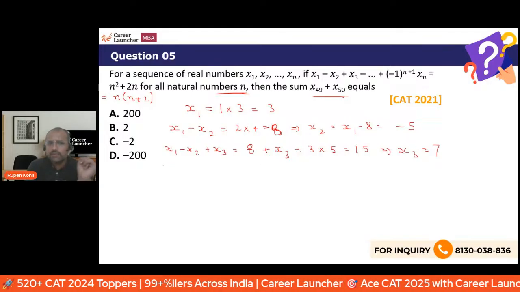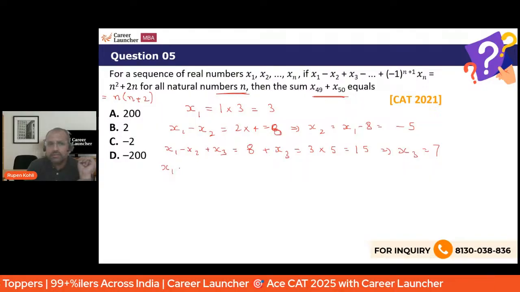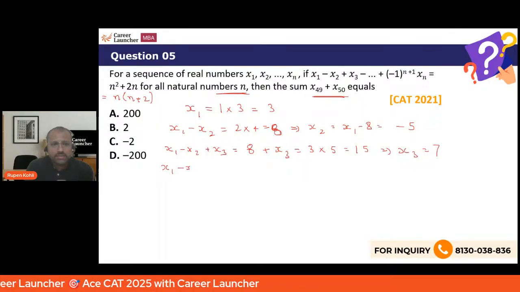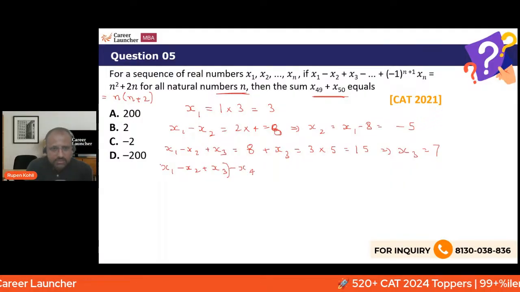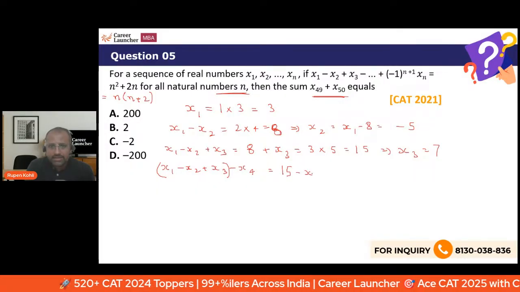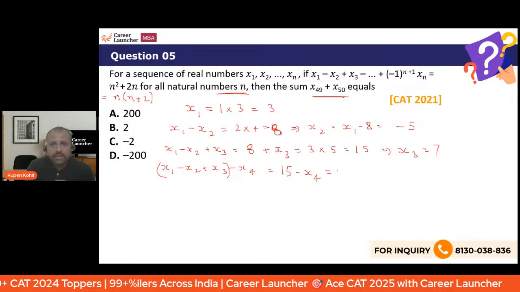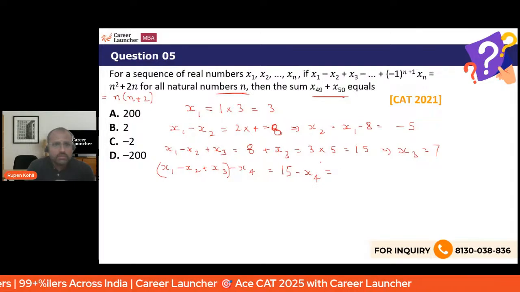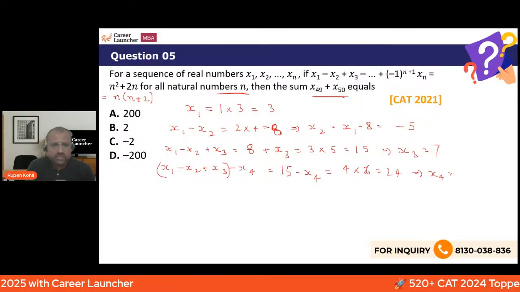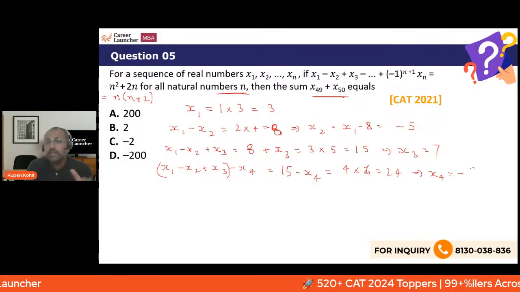Let's confirm the pattern with one more recurrence. So x1 minus x2 plus x3 minus x4. And this much from above was 15. So this is 15 minus x4, and that equals, putting n equal to 4 here, 4 into 6, 24. Which means x4 is 15 minus 24, which is minus 9.